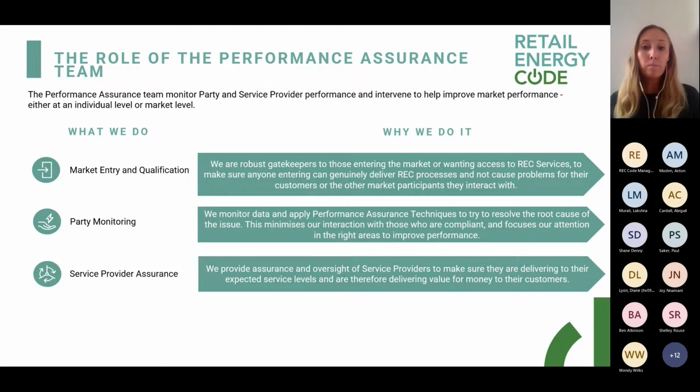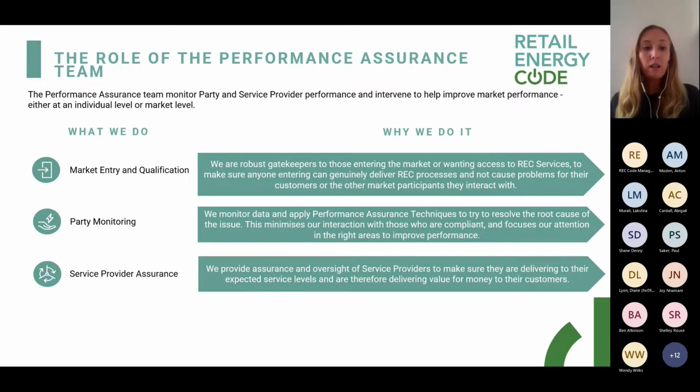The second thing on the list in terms of what we do is around party monitoring, which I've mentioned briefly. But what we do here is we monitor data and we apply those techniques to try and resolve the root cause of the issue. So I think this is a really important part of our role, in terms of we don't just have a one size fits all blanket approach to our assurance. We don't do the same assessments on absolutely everyone in the market. We do it so it's tailored to what the data is showing based on the monitoring and the risks that are presenting. So really the reason why we do this in this way is to minimise the interaction with those who are compliant and focus our attention in the right areas to improve performance.